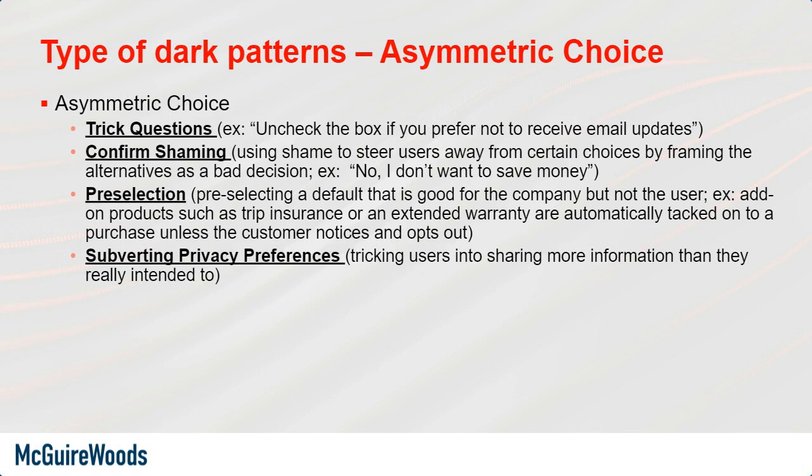So the asymmetric choice dark pattern really goes back to what we've seen a lot of previously, where the choice is already made for the consumer. The box is already checked, it's pre-selected, or it uses confusing language to get the consumer's attention or to get them to check the box when they really shouldn't.